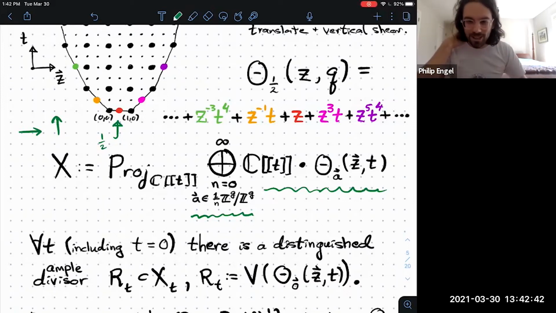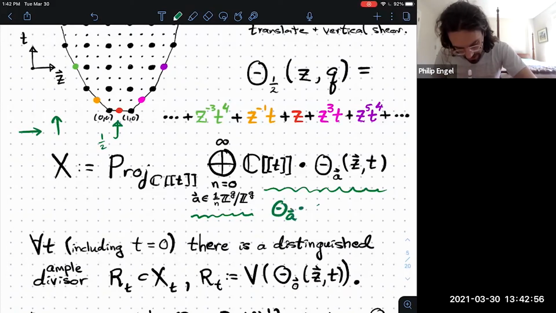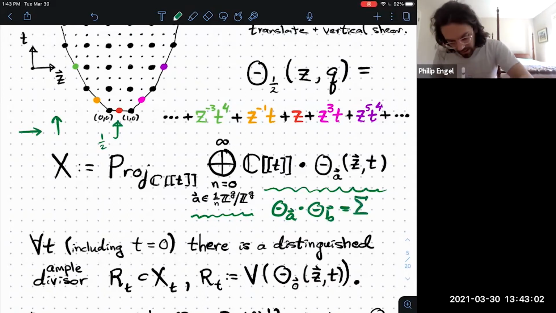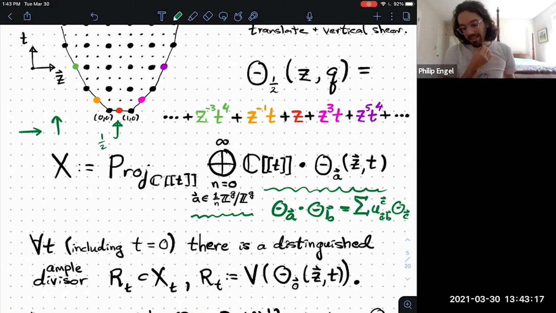The module, that's the word. The module freely generated by these theta functions over C double bracket t, and it turns out there is a multiplication rule. So, theta a times theta b will be some sum of various structure constants, like u a b c theta c. Except the one thing to keep in mind is that these structure constants are in this power series ring, C double bracket t.